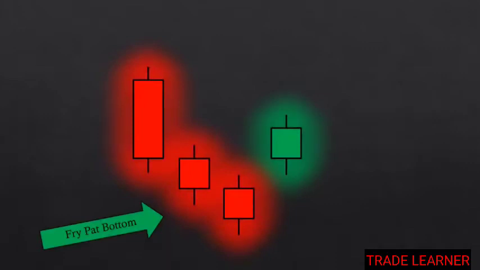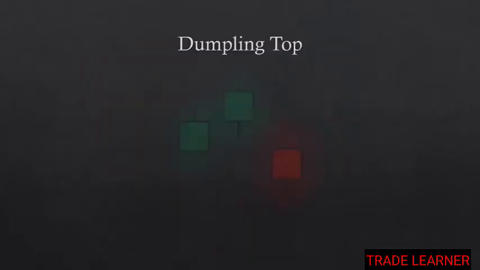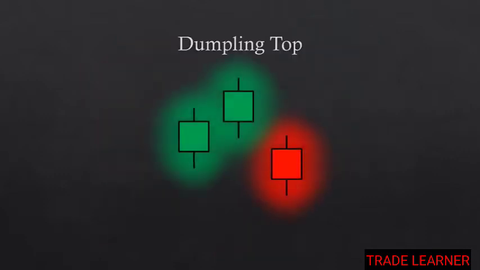The fry pan bottom appears when price is going down in order to signal a reversal to the upside. Next we have the dumpling top, which is the mirror image of the fry pan bottom. So it's a bearish reversal pattern composed of two small bullish candles followed by a small bearish candle that opens with a considerable gap down.